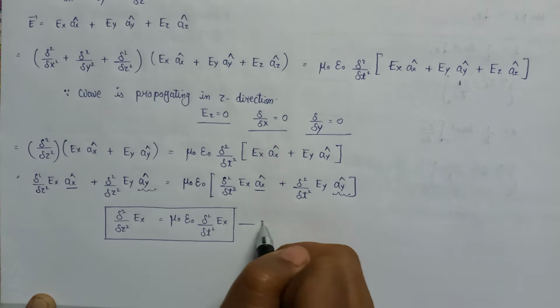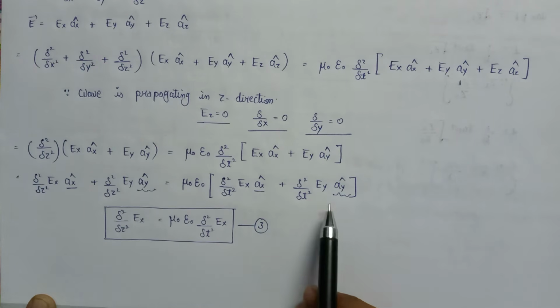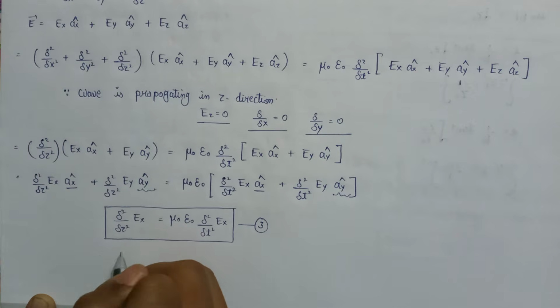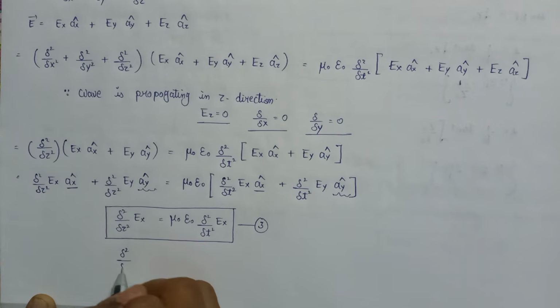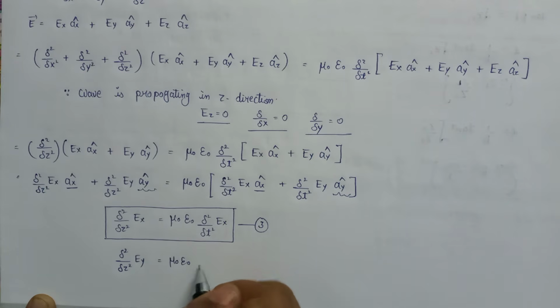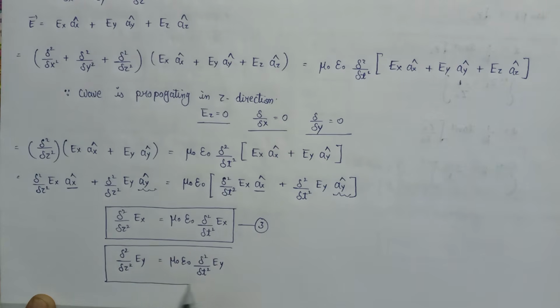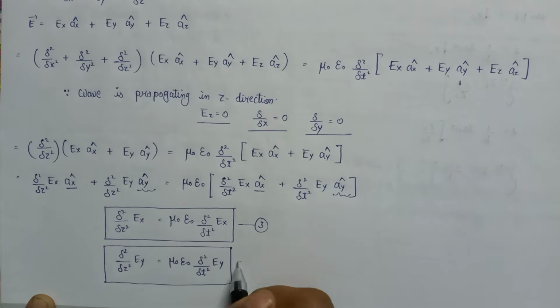So this is equation number 3. And on comparing the coefficient of Ay cap on both sides, we get del 2 over del z square of Ey is equal to mu 0 epsilon 0 del 2 over del t square of Ey. So this is our equation number 4.